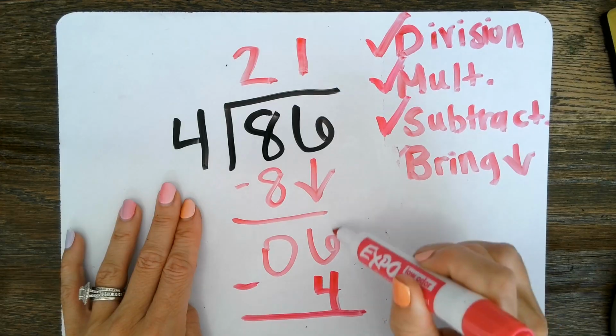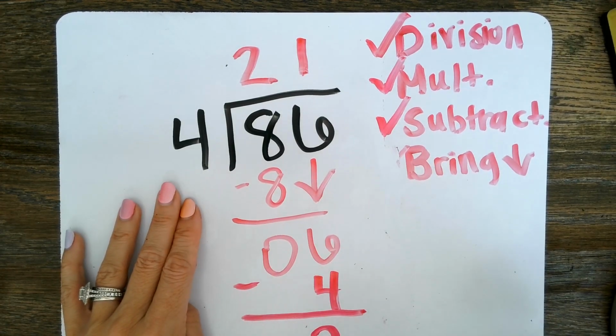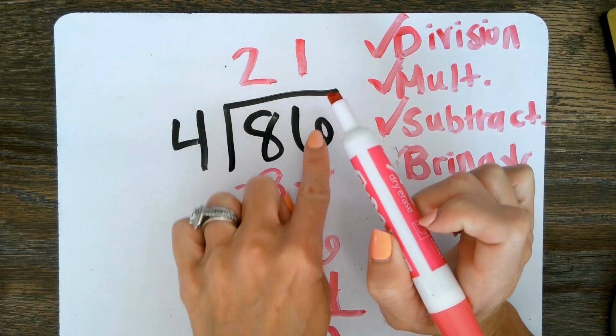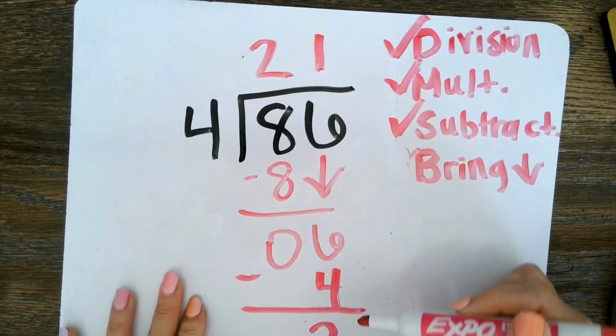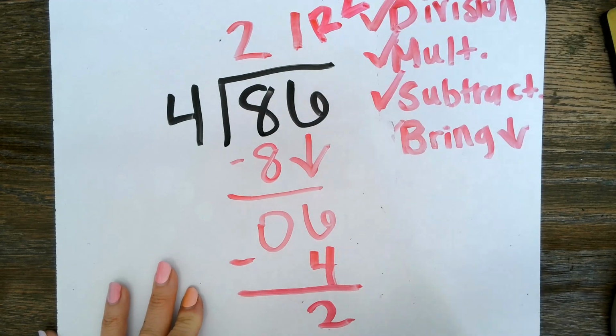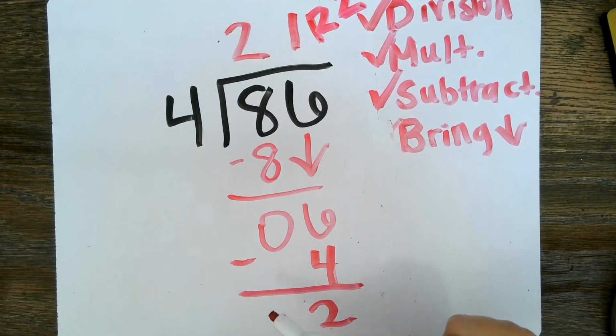Subtract. We get 2. All right, there's nothing left to bring down. We filled both spots up here. So the number at the bottom is a remainder. All right, so 21 R 2.